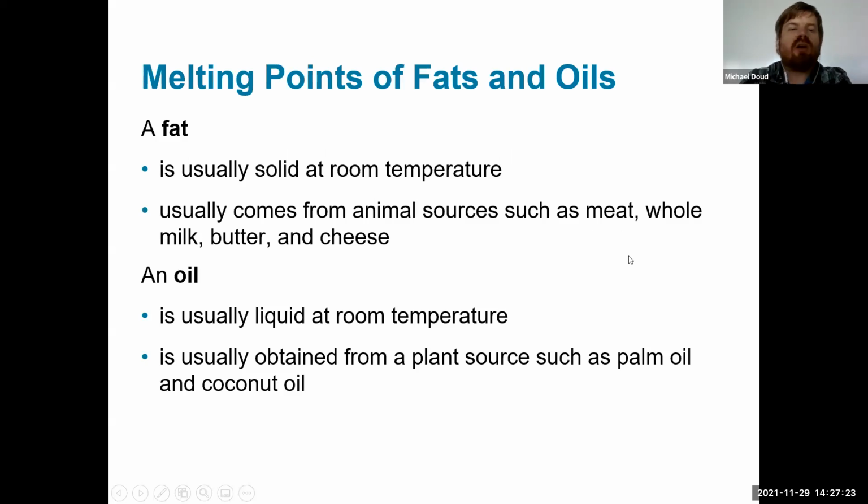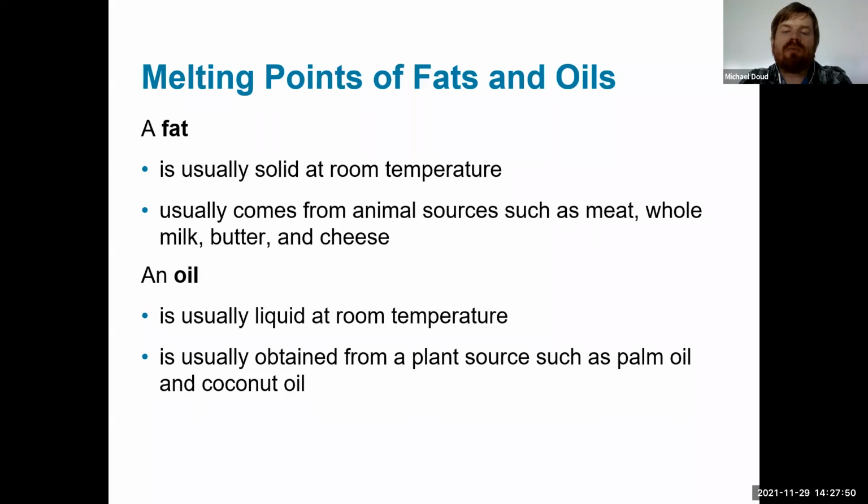Okay, so now let's talk about the words fats and oils. A lot of times these are used interchangeably, but they do have some differences. The difference between a fat and an oil is that a fat is usually a solid at room temperature, and fats tend to come from animal sources. So meat has fat in it, as well as lard, which is processed animal fat. Milk, butter, and cheese tend to have fats.